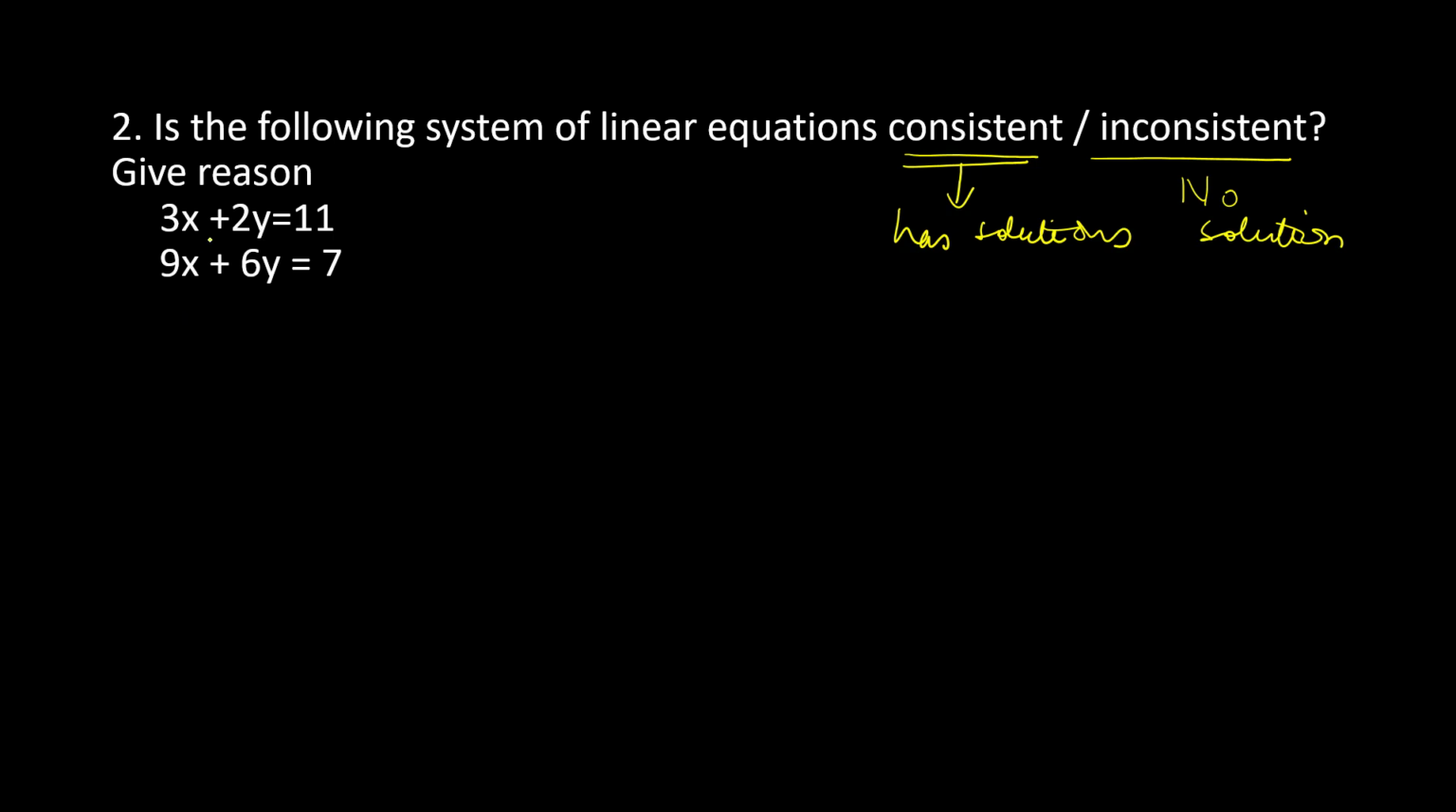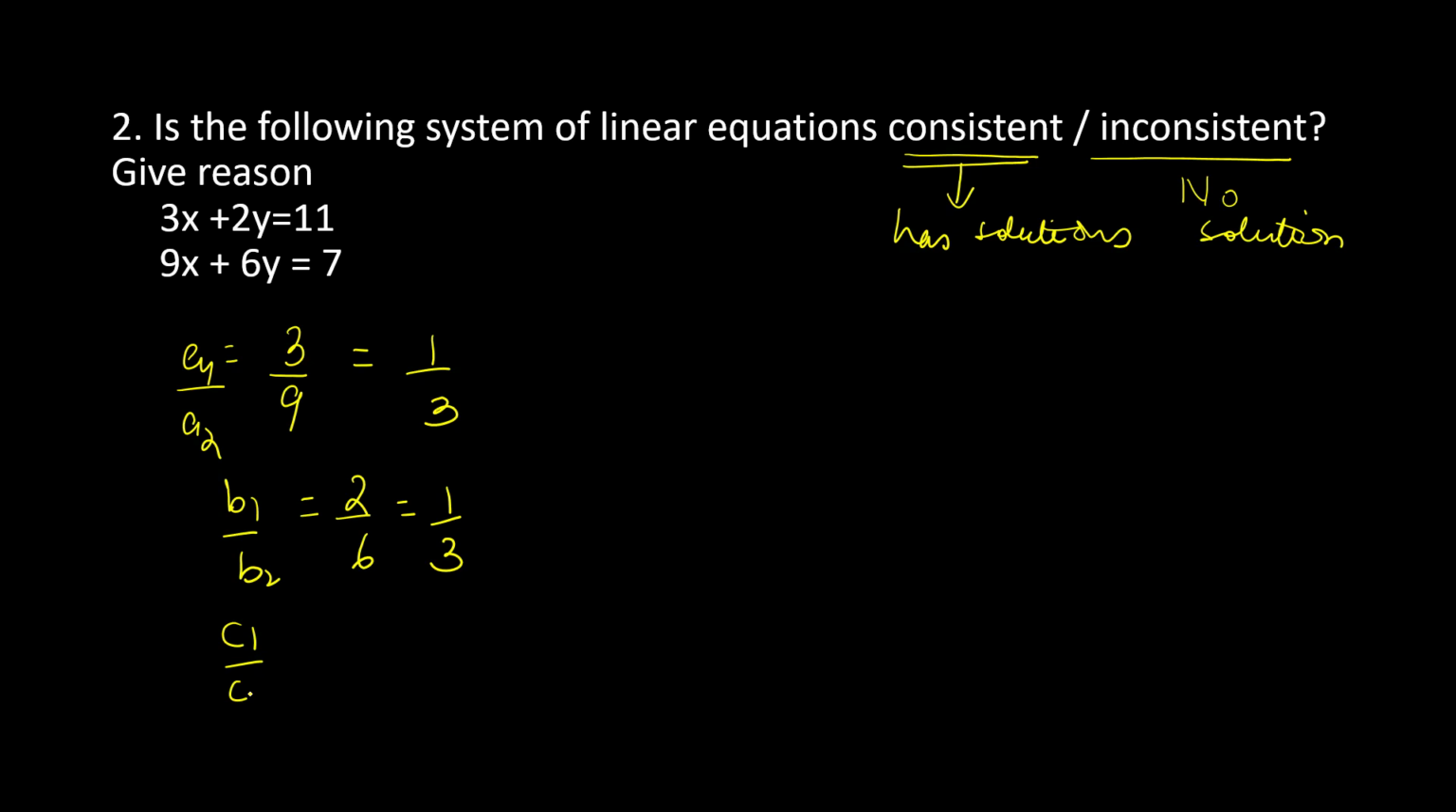So let's check for the ratio of the coefficients here. The ratio of the x coefficients, that would be 3 by 9. We call this ratio a1 by a2. This is same as 1 by 3. The ratio of y coefficients, which is b1 by b2, is 2 by 6, again equal to 1 by 3. But c1 by c2 is 11 by 7. Here you get that a1 by a2 is equal to b1 by b2, but not equal to c1 by c2.